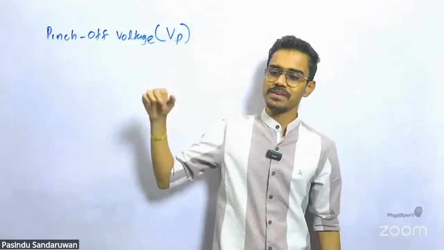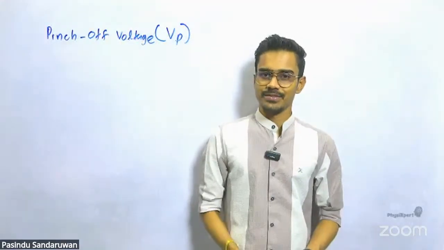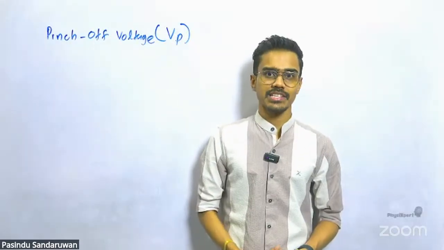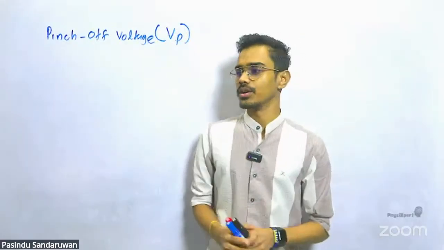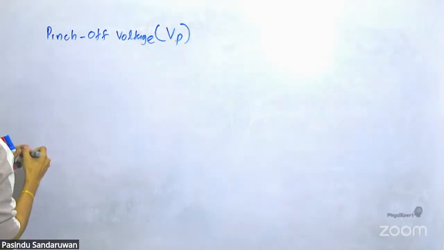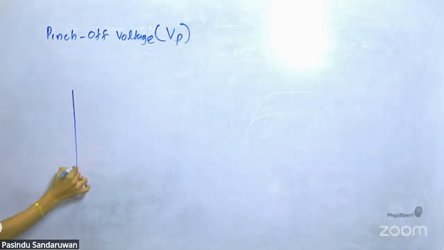Now this is pinch off voltage. And this name comes for a reason. You will see the reason here after the explanation. Listen. Now we know in our unipolar transistor, the NJFET, when current flows, this is what happens.